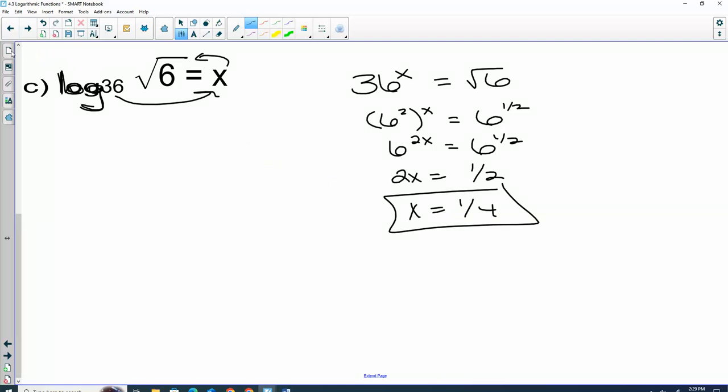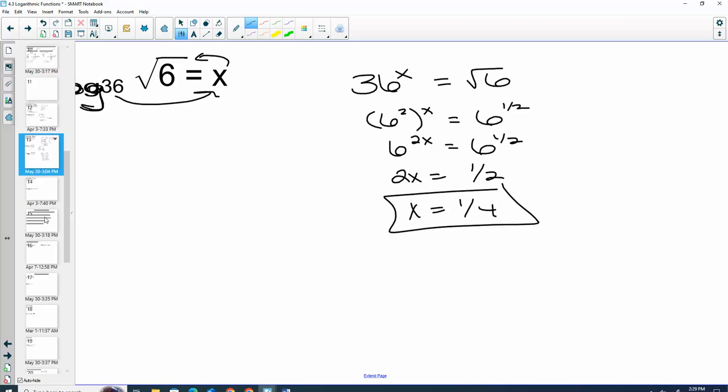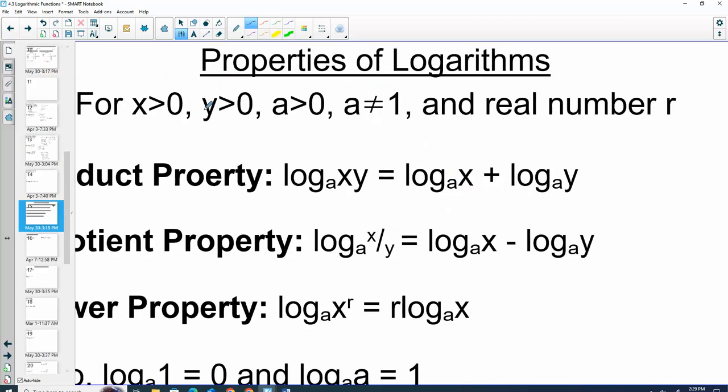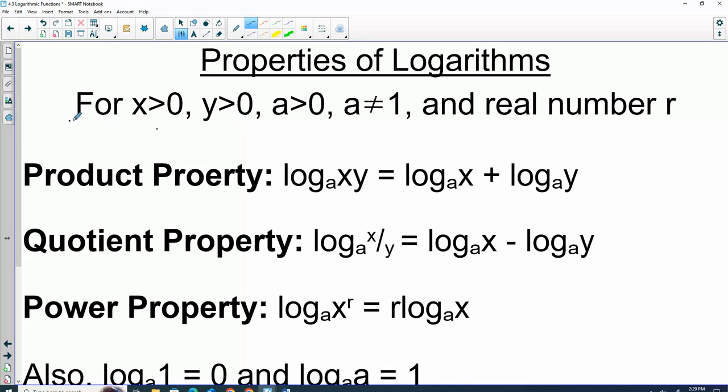Next thing we need to do is write down some properties of logs that we are going to be using today and tomorrow. So, all of these require your variables to be positive. So x, y, and a are all positive numbers and a can't be 1.